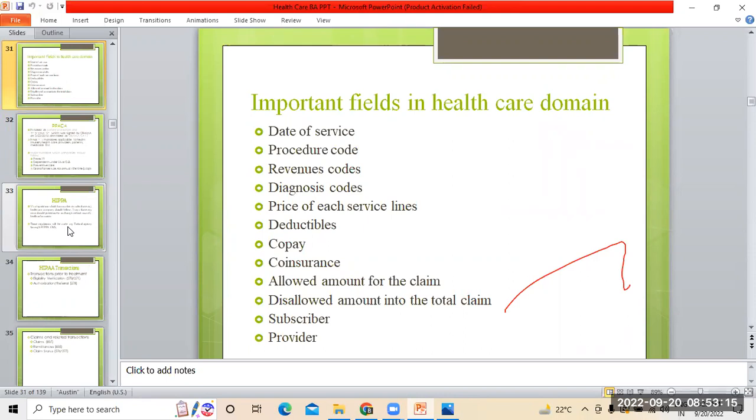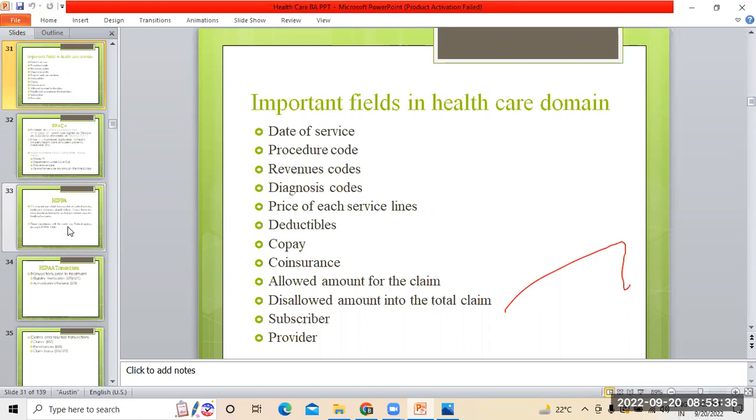For example, a healthcare organization is providing a treatment for the patient. What are the procedures they have followed? For each and every procedure, there is a code. The code will be reflected on the health record when they are sending it to the insurance organizations. This is all relating to the procedure part.